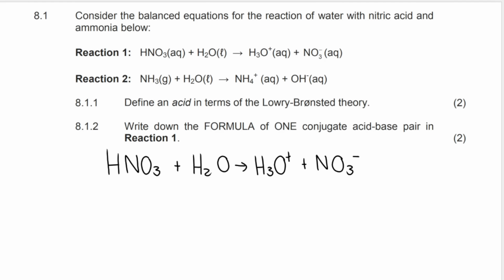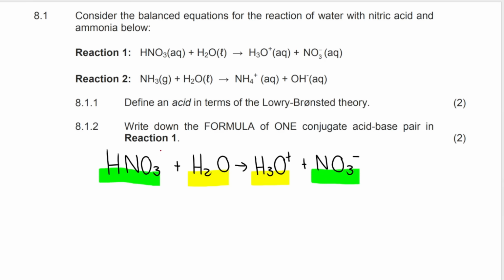Now remember, I just wrote the reaction a bit bigger. To identify the conjugate acid-base pairs, we need to first identify what the acid is and what the base is. The easiest way to do this is to link them up. So you can see that this H2O looks like it became H3O+, and we'll discuss how it did that now. And HNO3 looks like it became NO3-.